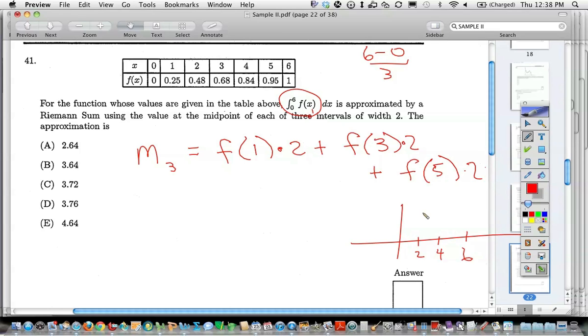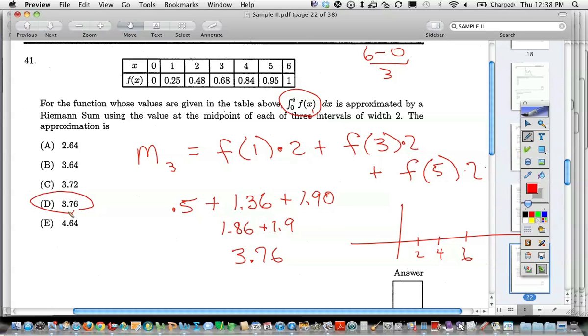All right, now you take it out of the f notation. Well, in this case, that means plug into the table. So f of 1 is 0.25 times 2 is 0.5. And f of 3 is 0.68 times 2. What's that? 1.36. And f of 5 is 0.95 times 2 is 1.9. And we got to add, is this? Oh, this is a calculator. Although it's not too bad. So 1.86 plus 1.9 is 3.76. 3.76, right? So it's just an M3 approximation is all it is, using tables of values.